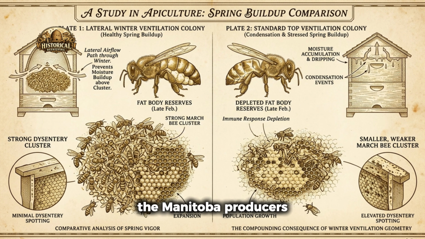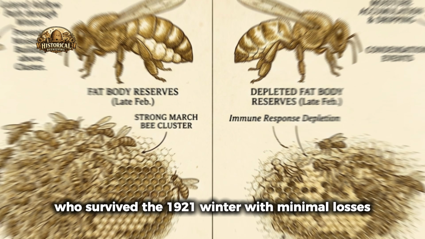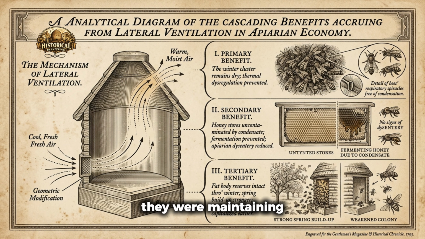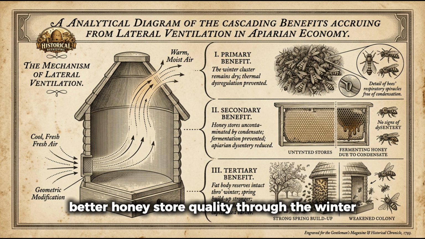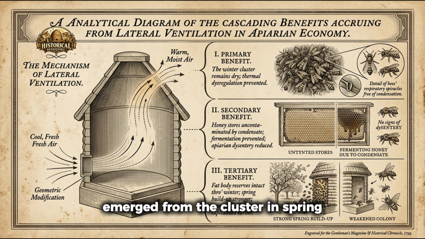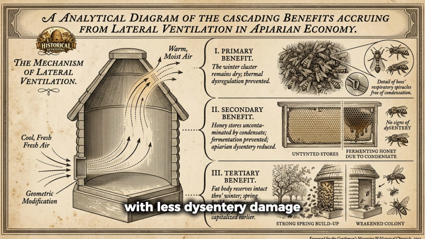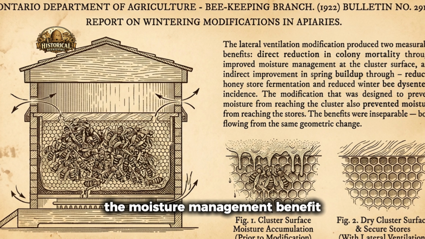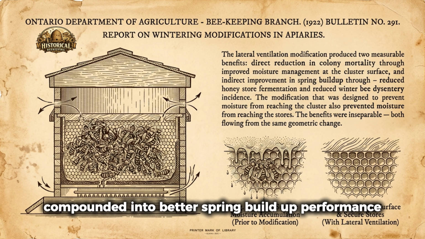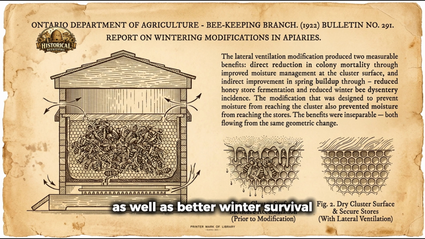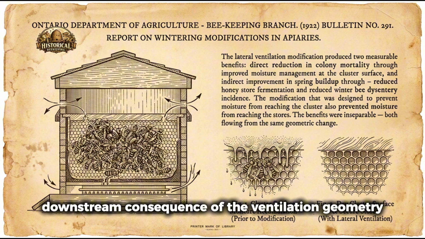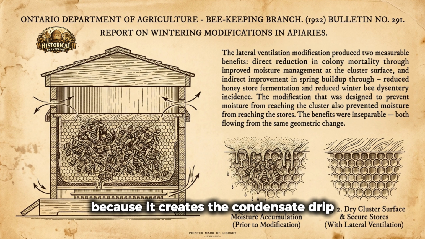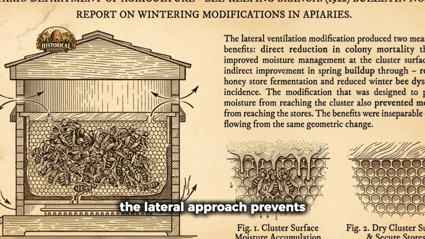The Manitoba producers who survived the 1921 winter with minimal losses were not just losing fewer bees to cold and moisture. They were maintaining better honey store quality through the winter, which meant their surviving bees emerged from the cluster in spring with less dysentery damage and more effective fat body reserve utilization. The moisture management benefit compounded into better spring buildup performance as well as better winter survival, a second downstream consequence of the ventilation geometry that the standard configuration cannot produce because it creates the condensate drip the lateral approach prevents.